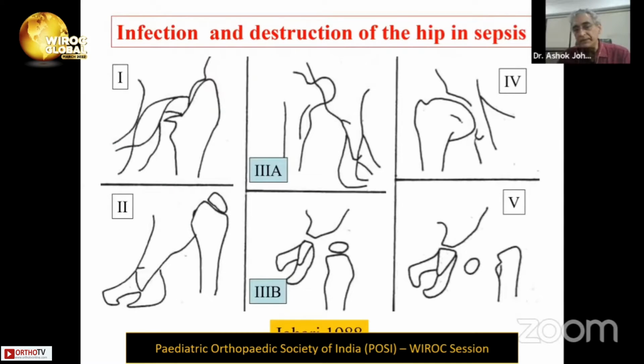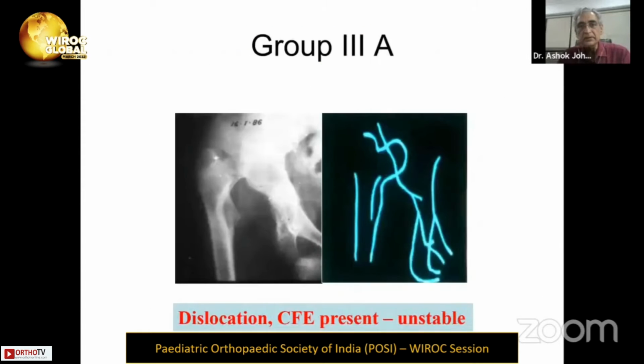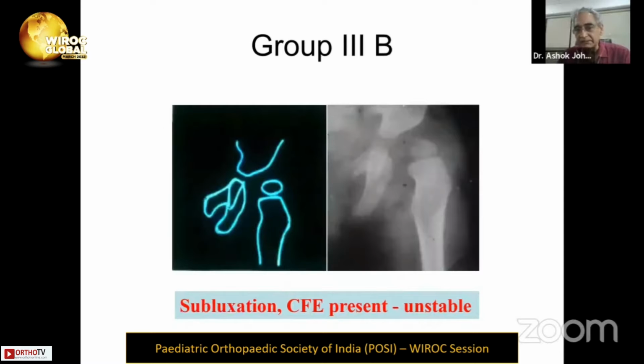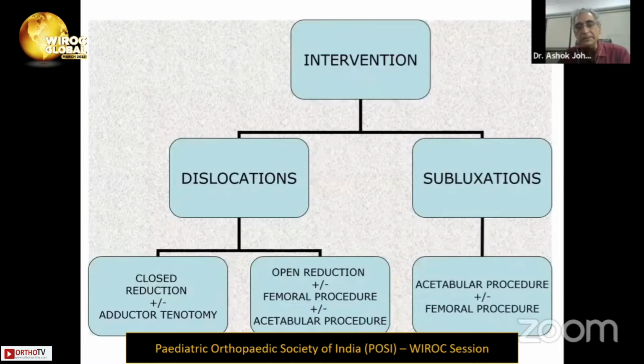Now, when you have dislocation and subluxation, again an unstable situation, this is group 3A, dislocation, where the capital femoral epiphysis is present, and this is unstable. And then this is subluxation, again a situation of instability, may be apparent, may not be apparent, but it is a radiologically unstable situation. The intervention follows the line of DDH.